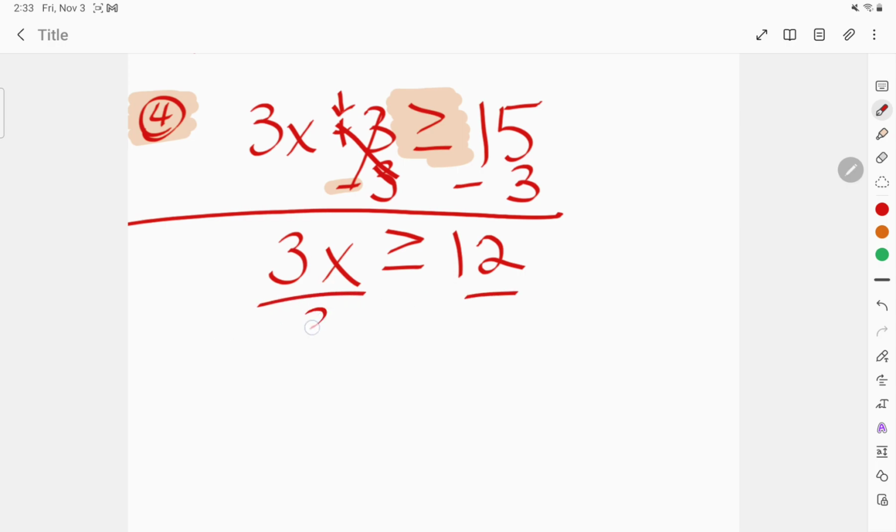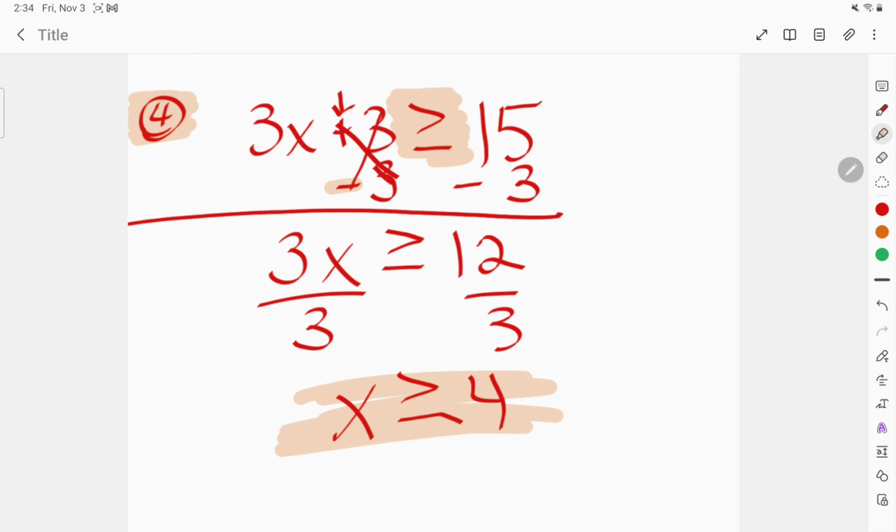And then I'm going to divide both sides by 3. And x is going to be greater than or equal to 12 divided by 3 is 4. Okay, so that is your final answer. So don't let the greater than or equal to sign confuse you, because at this point there's nothing happening with it. Just treat it like an equal sign, and when you get down to the bottom, make sure it's facing the right way.